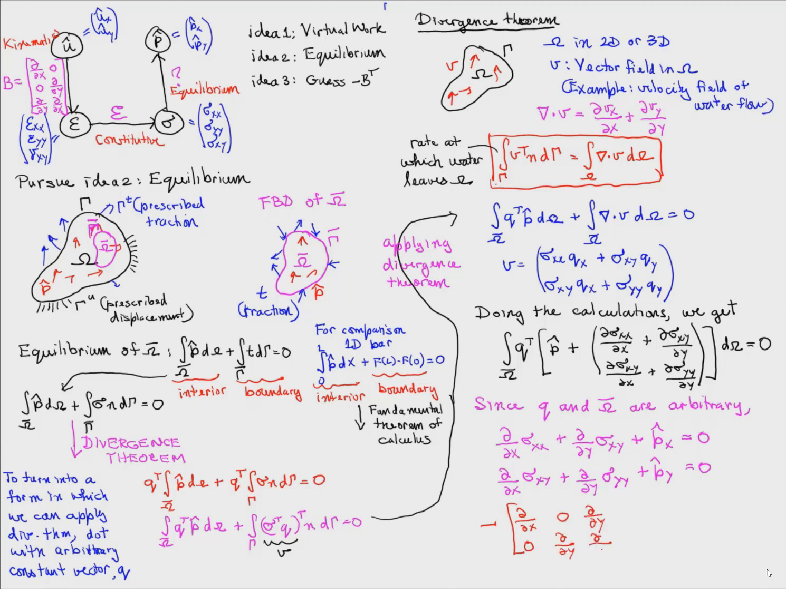And this matrix connects sigma to P. So this is the missing leg in the Tonti diagram. So this matrix, minus of this matrix of d by dx, 0, d by dy, and so on, we call B star, and we recognize that it is minus B transposed.